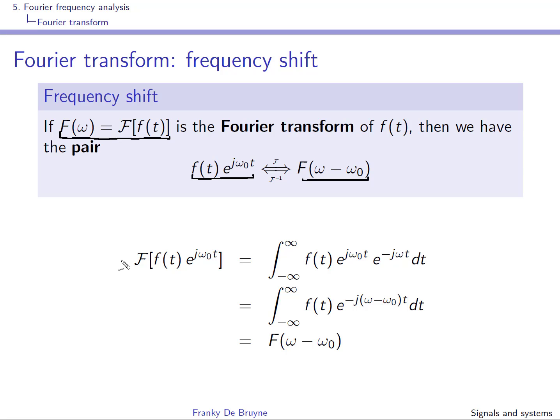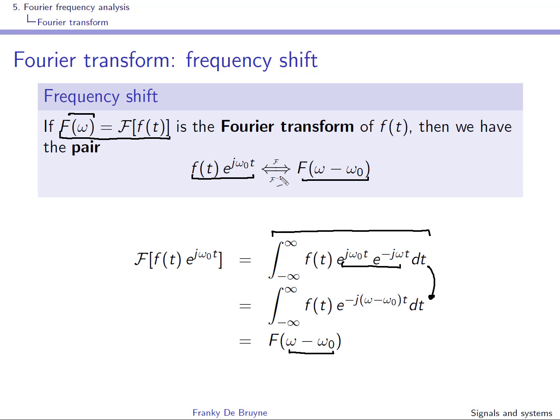This can be shown very easily. So this is the Fourier transform you're looking for. If you take the definition, this is what you obtain, and using the properties of the exponential, you obtain this integral over here, and this is simply the Fourier transform of the original signal F(omega) that has been shifted in frequency by omega 0. Remember, we had this very same property for the Laplace transform.